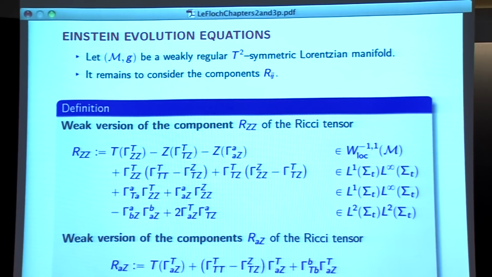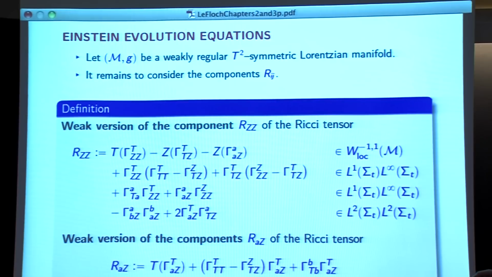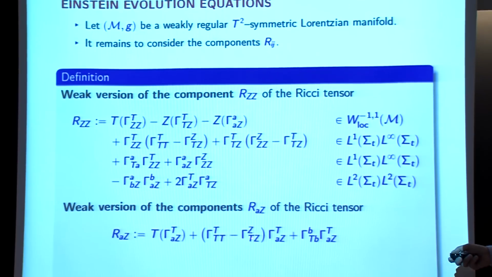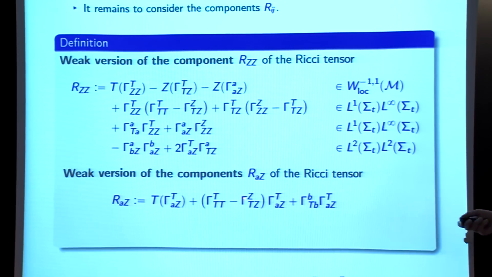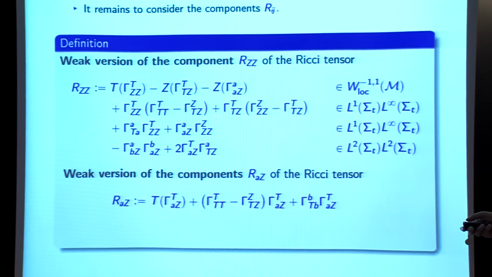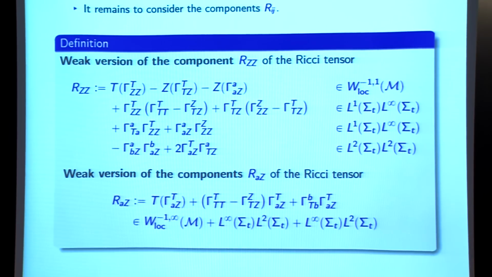So, of course, there are two more equations, a weak version of the components R_AZ of the Ricci tensor, and they take the following form. R_AZ is a T derivative of gamma T AZ. Again, you have to collect two terms. Each is not L infinity, but the difference is L infinity. So it makes sense when you do this multiplication.